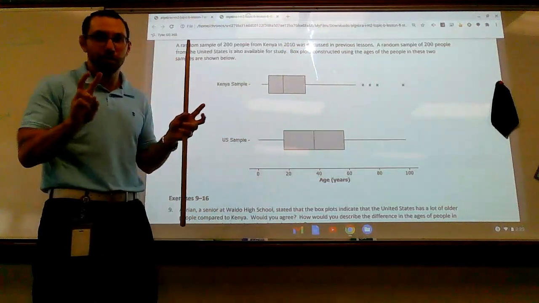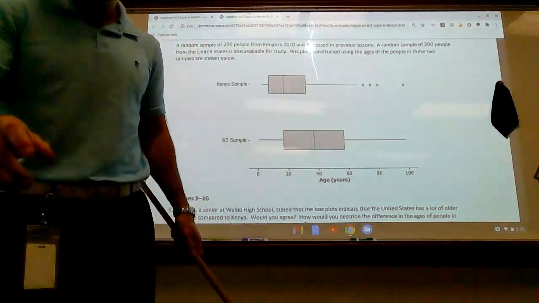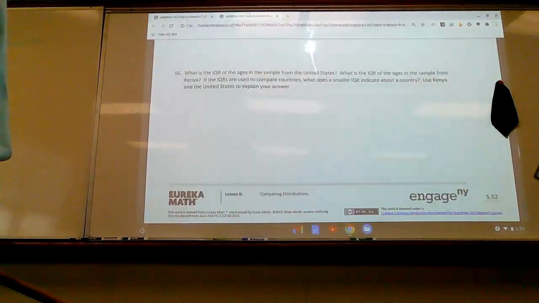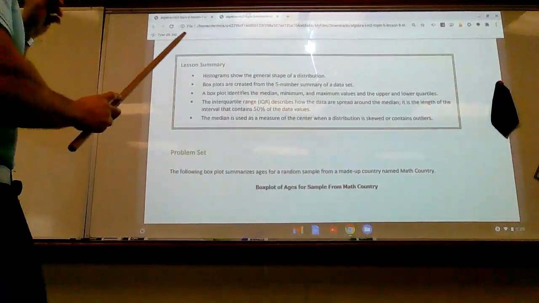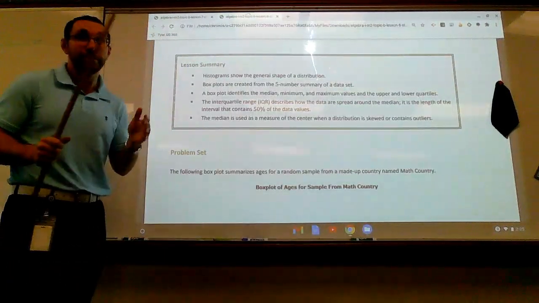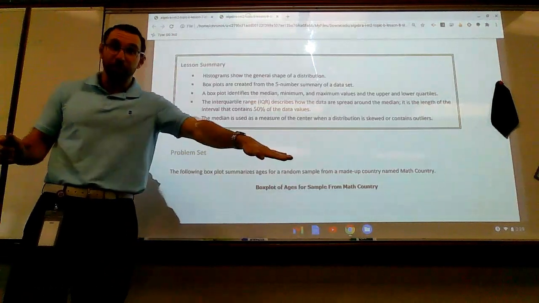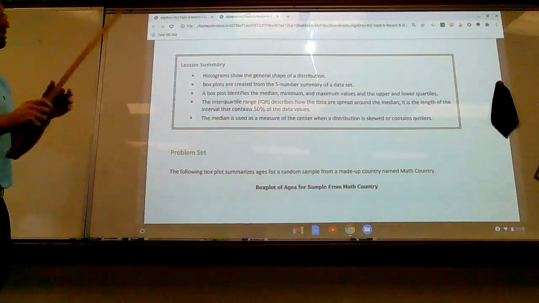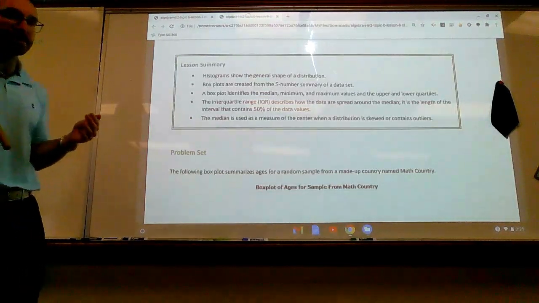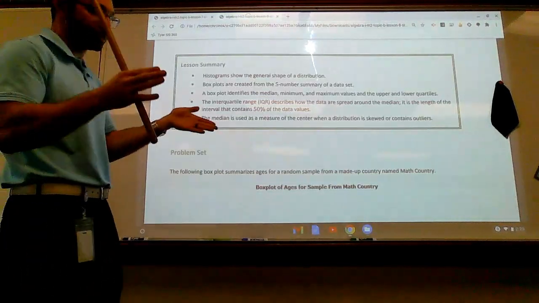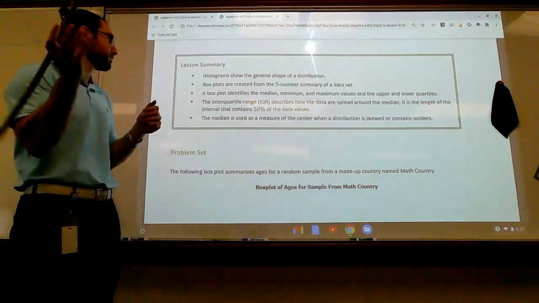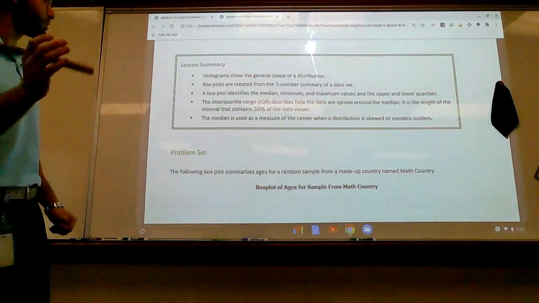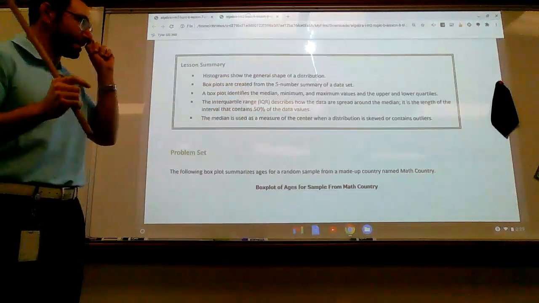Okay, so if we go down to the lesson summary, a couple of things that we want to take note of. Histograms show the general shape of a distribution. Remember, Kenya had a really wicked drop. We don't like that. That is skewed data. Box plots are created from the 5-number summary of a data set. The ranges, the low range, the upper range, the quartiles, and the median. A box plot identifies the median, minimum, maximum, upper and lower quartiles. And I keep saying mean, and I mean to say median.